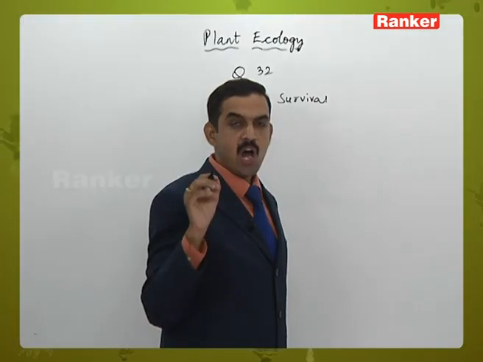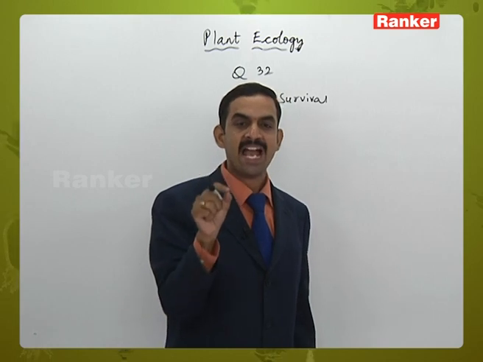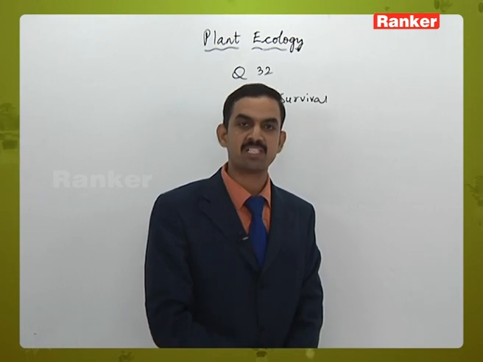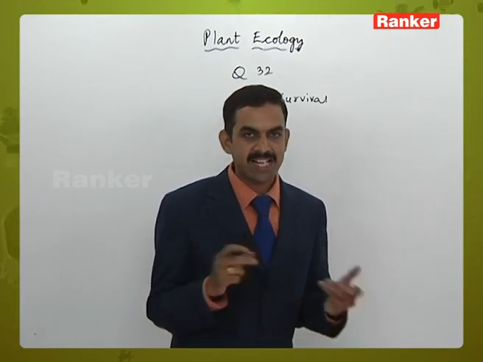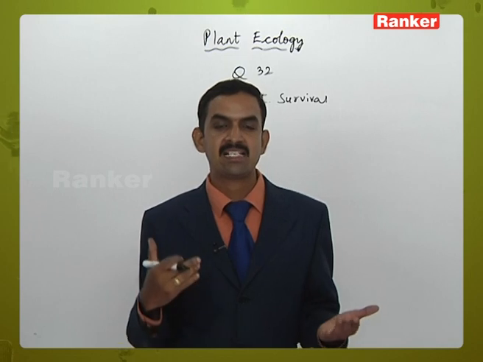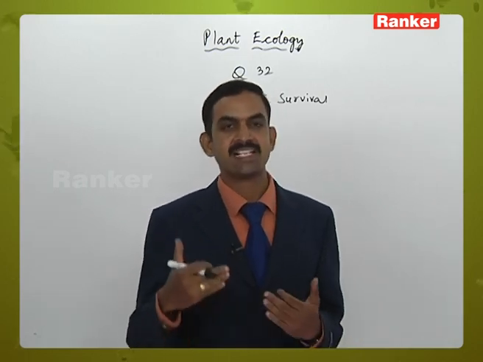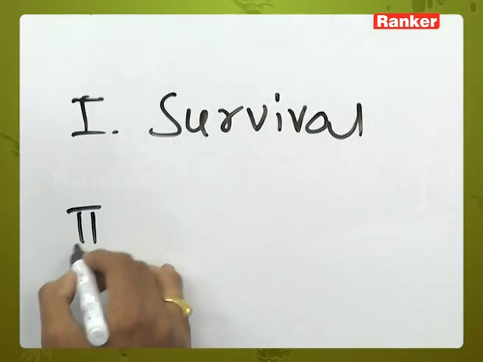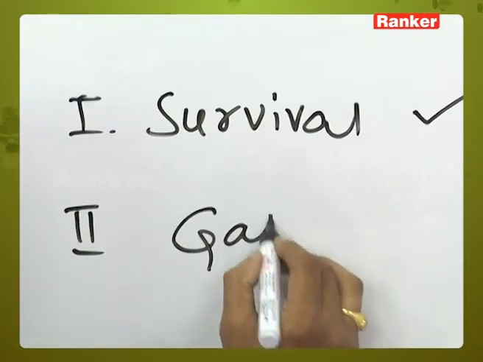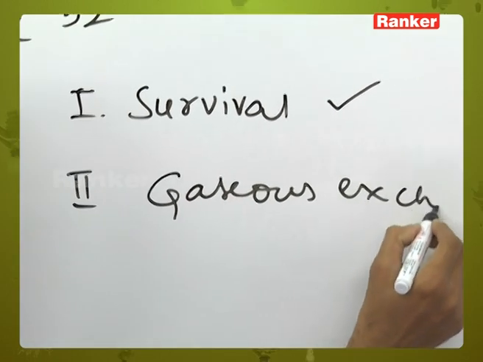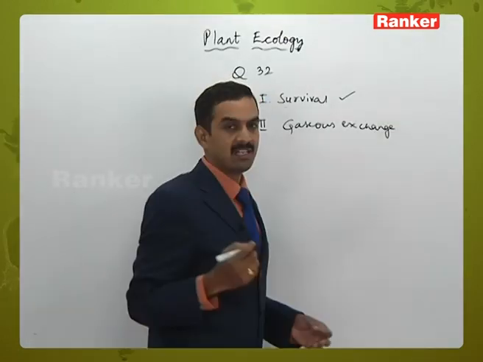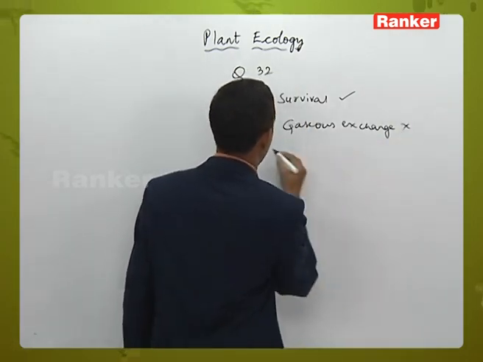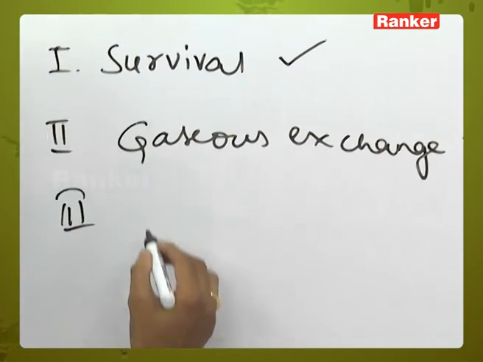That means the organisms have to survive, they have to depend on their environment and they have to adapt to the environment in which they are surviving. If they are not adapted, they can't survive. The one which has more adaptability has more chance of survival in that particular environmental condition. So the first one is correct. Second one is gaseous exchange. Here gaseous exchange is not the adaptation of an organism to the environment. So this is incorrect.